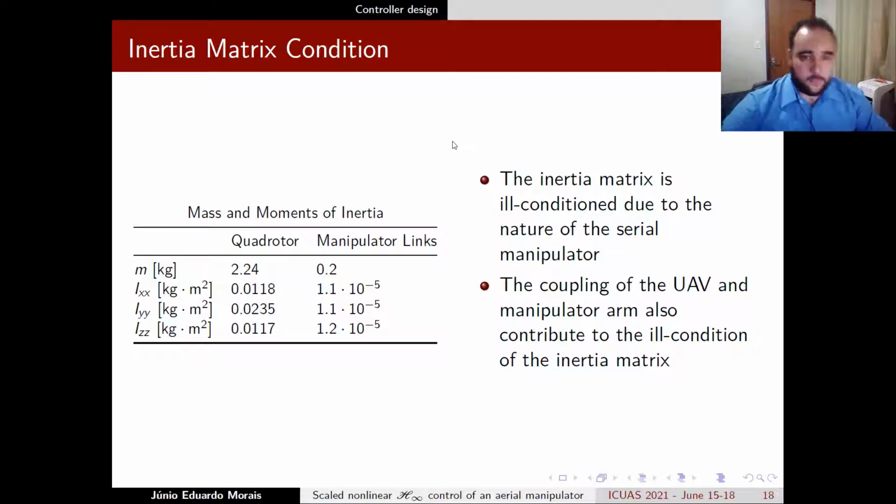Another issue we must solve before proceeding with the control design is that the inertial matrix is badly conditioned. This is caused due to the nature of the serial manipulator, in which each link carries the subsequent links in the kinematic chain, resulting in very disparate equivalent moments of inertia. Another problem is that as we design the manipulator to be very lightweight, we have very different masses and moments of inertia between the manipulator links and the quadrotor. And when we couple this system, we have an inertial matrix that is very badly conditioned and almost impossible to invert. And the problem is that we require the inversion of this matrix in the computation of a control law.